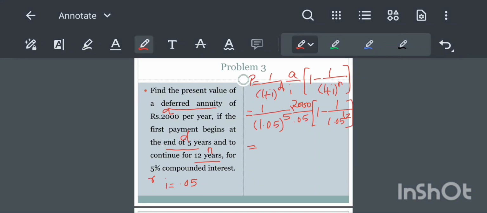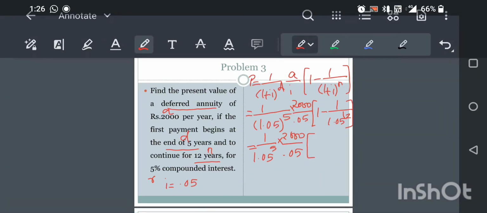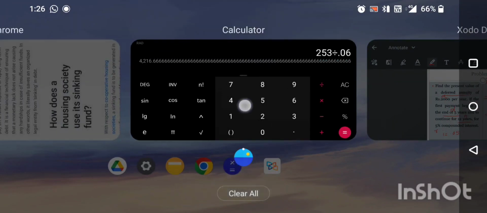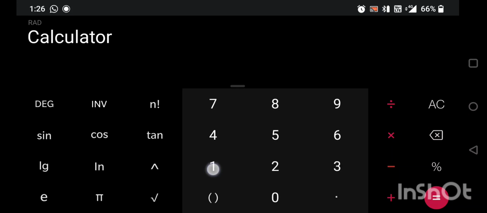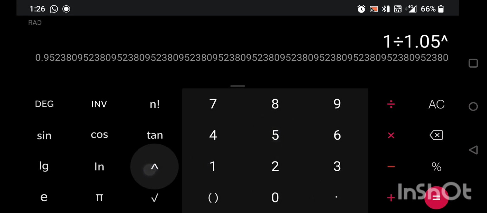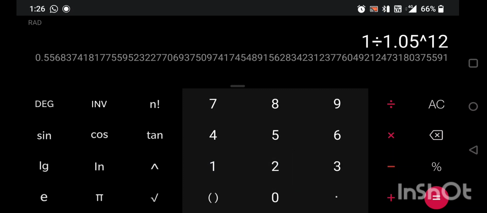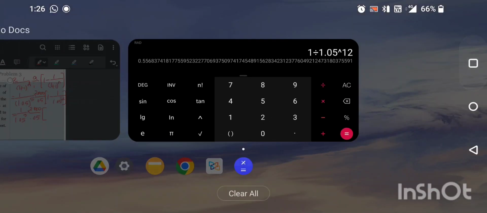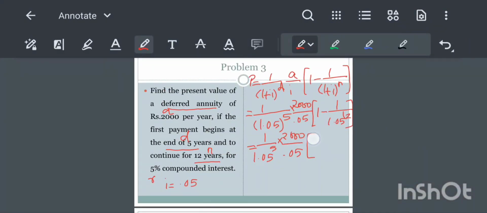So make use of your calculator to find the answer. 1 divided by 1.05 to the power 5 into 2000 divided by 0.05 into 1 minus 1 divided by 1.05 to the power 12. It is 0.557. 1 minus 0.557.